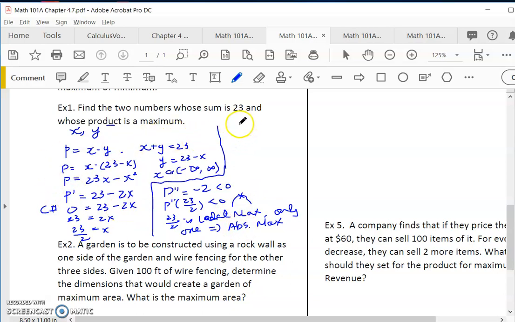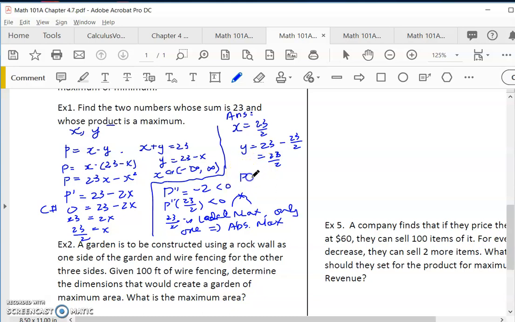So what two numbers would it be? So x is the answer here. To get the maximum product, x is 23 over 2. Y is also, you just subtract it, also 23 over 2. They didn't say that it has to be different. So the two numbers will give the maximum product.